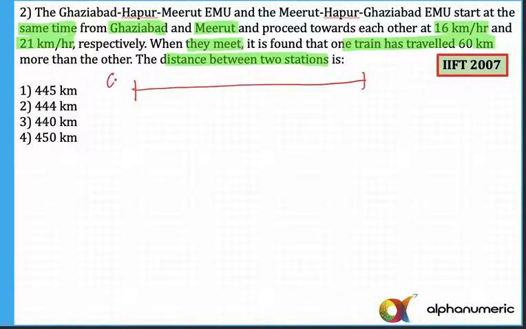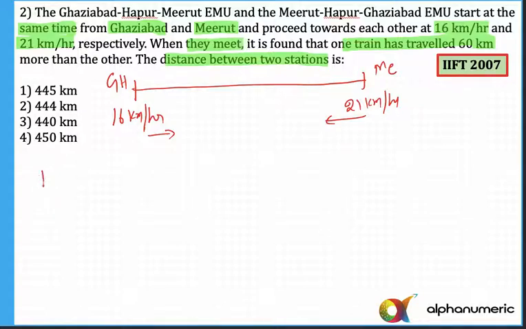So one of these stations is Ghaziabad and the other is Meerut. The train from Ghaziabad to Meerut travels with a speed of 16 km per hour, and the other train is traveling with a speed of 21 km per hour. So whenever they meet, the time is going to be constant. So if the time is constant, the ratio of speed equals the ratio of distances.